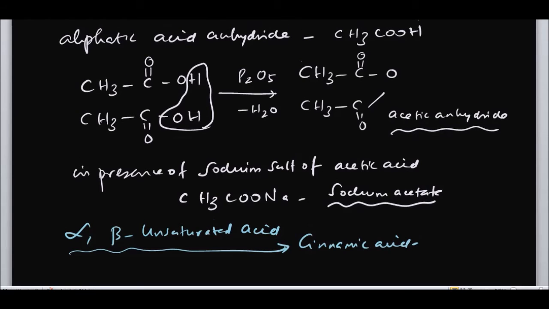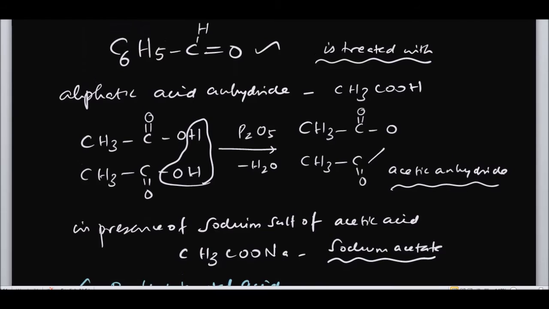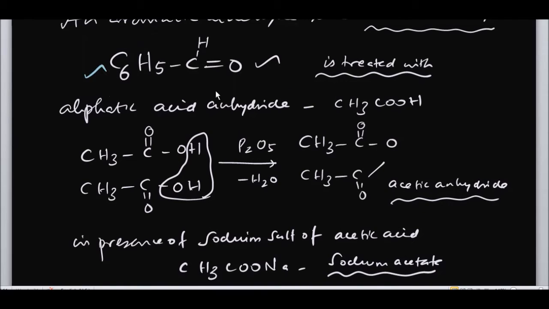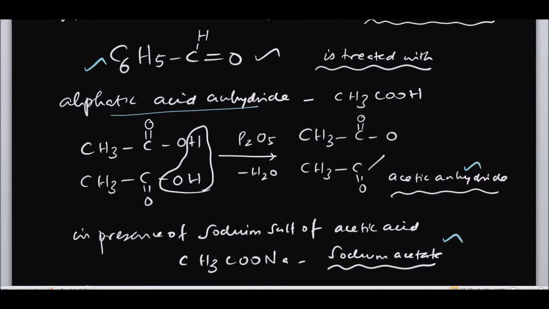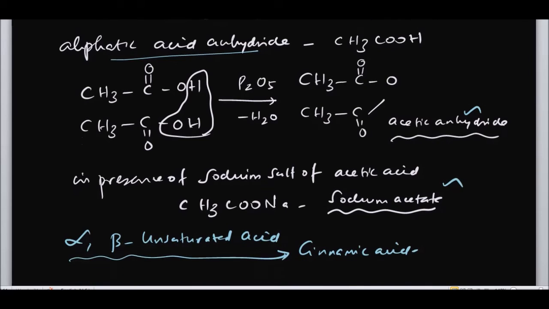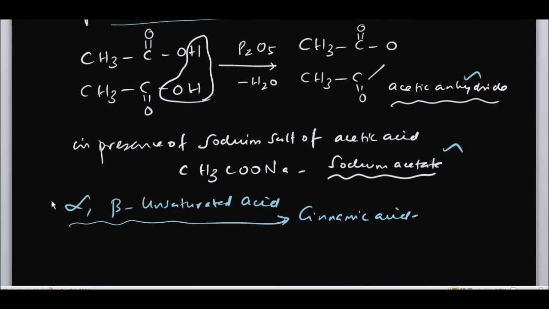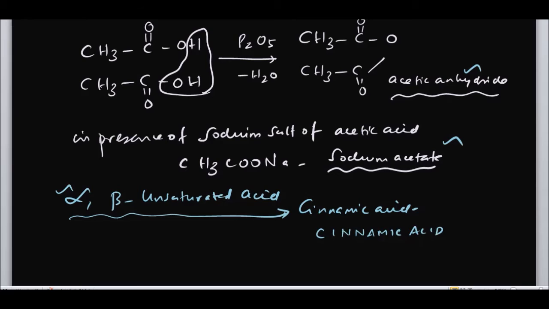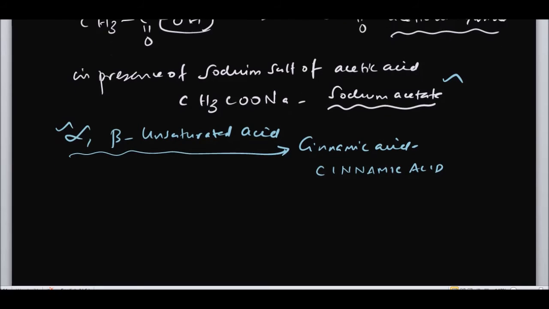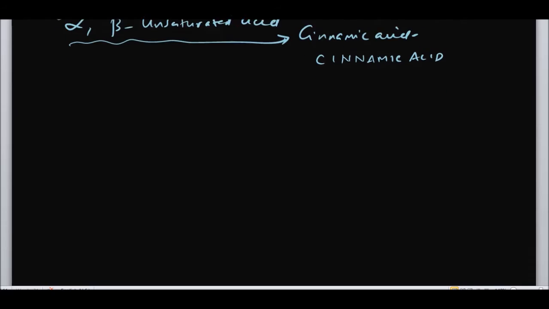Just a recap: benzaldehyde, having the formula C6H5C double bond OH, on reaction with an aliphatic acid anhydride like acetic anhydride in the presence of sodium acetate, due to the condensation, the final product expected is an alpha beta unsaturated acid. The very best example of that is cinnamic acid. How the reaction takes place and how to get the product is explained as follows.